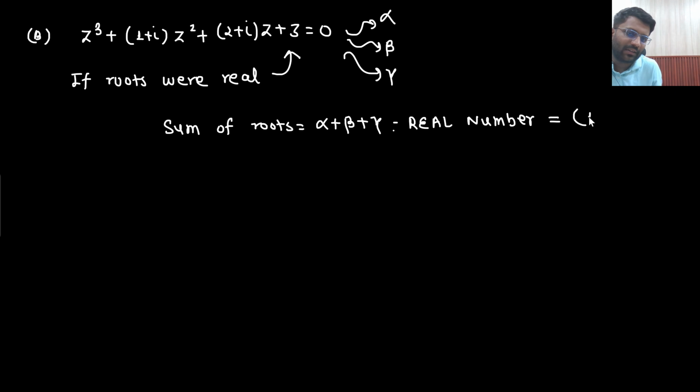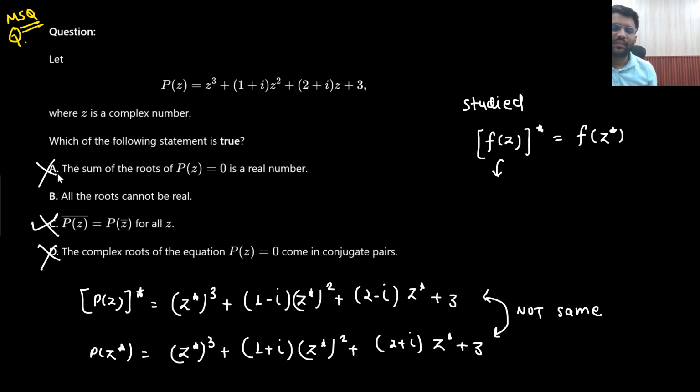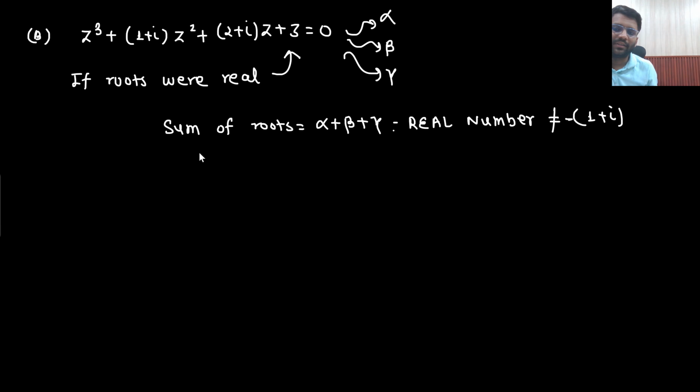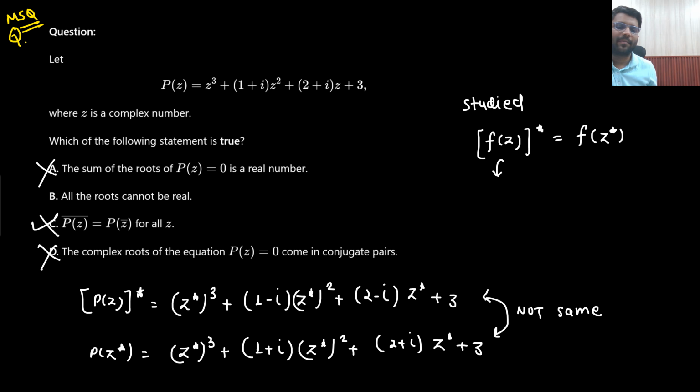But the actual sum is -1 minus iota, which is not real. That means all roots cannot be real. Which option is correct? This option is correct: all roots cannot be real. That's it. I hope you are able to understand this question. It is a GATE PYQ, although at that time MCQ questions were asked. It came in GATE 2021. There only MCQ questions were asked, but now it could be asked as MSQ with only one option correct.